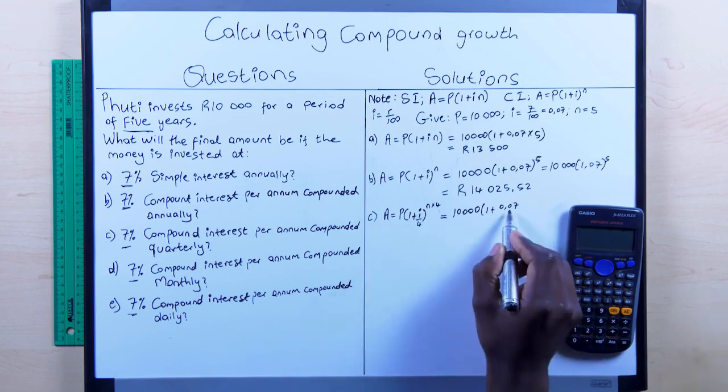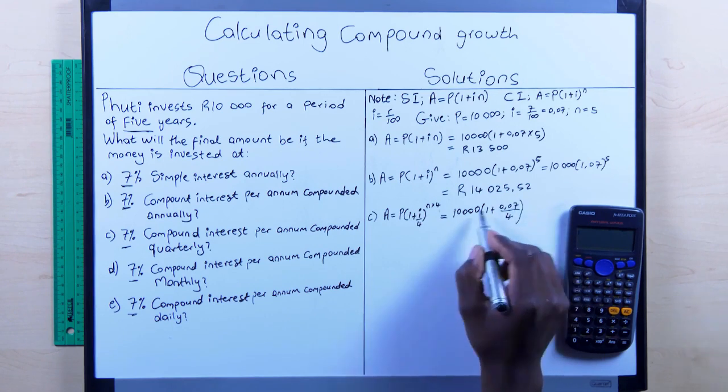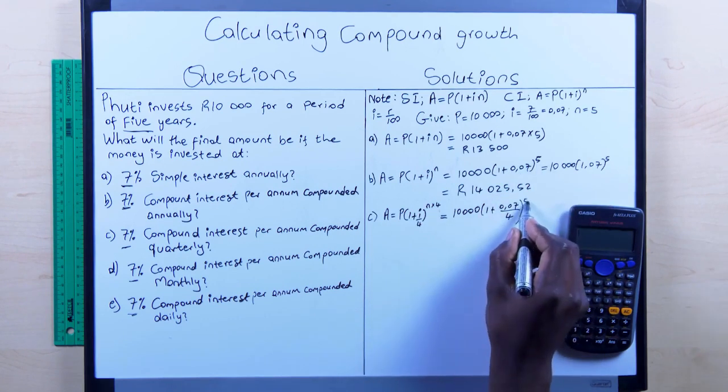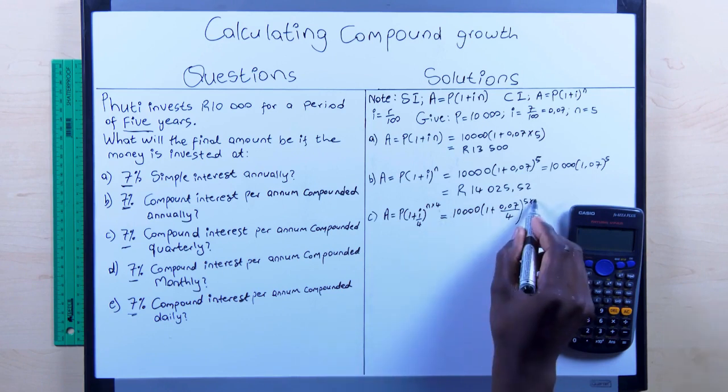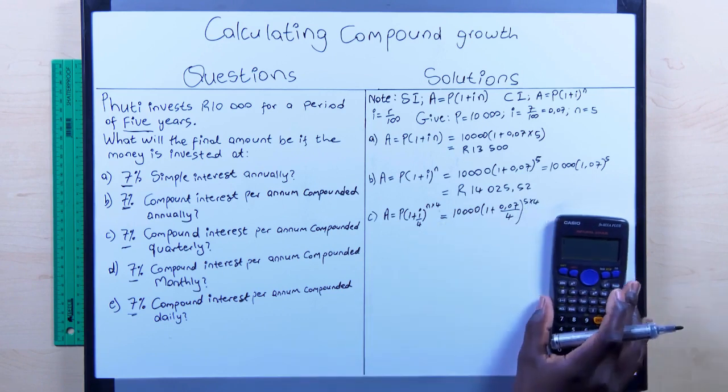Which is i over 4, close bracket, to the power of n, which was 5, multiplied by 4. We can have this solution straight from our calculator.